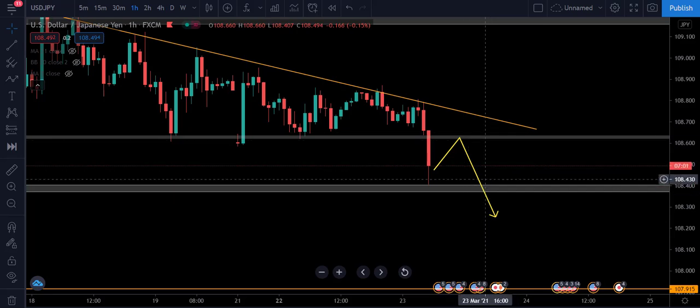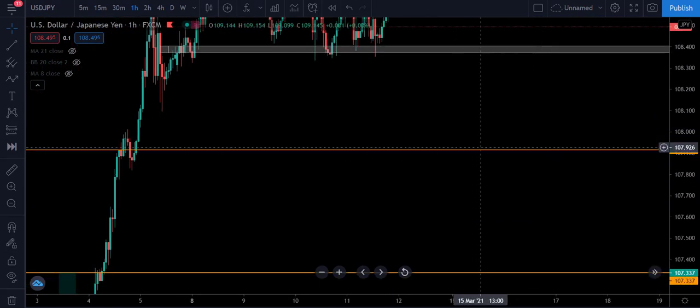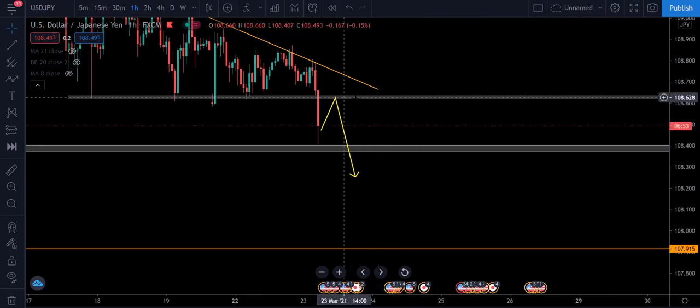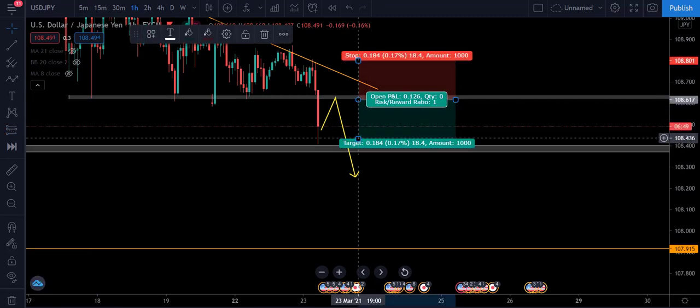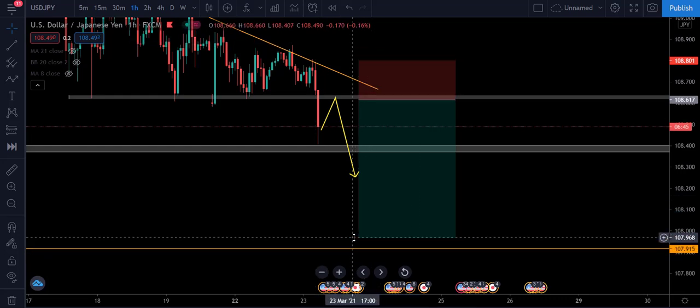We can keep going to the downside. Why? Because there is this key level right here. If we see rejection from here, this could be a short position, and this would be an awesome trade. This would be our trade.